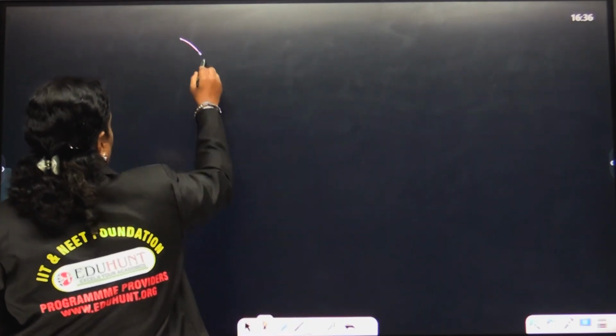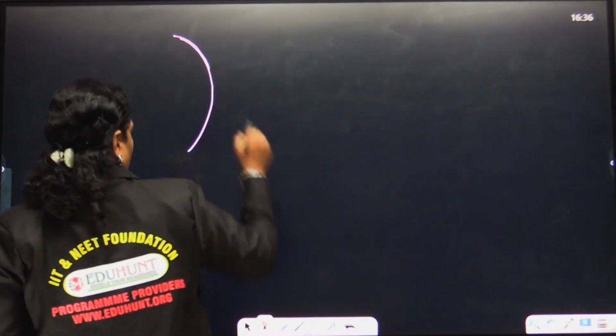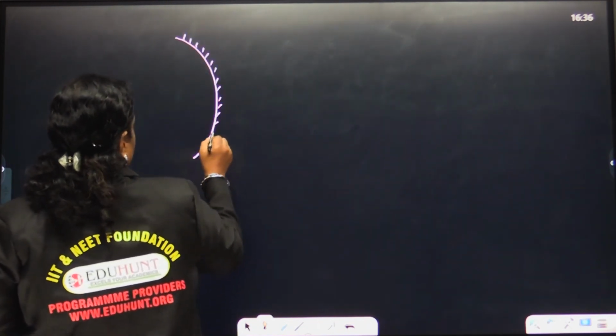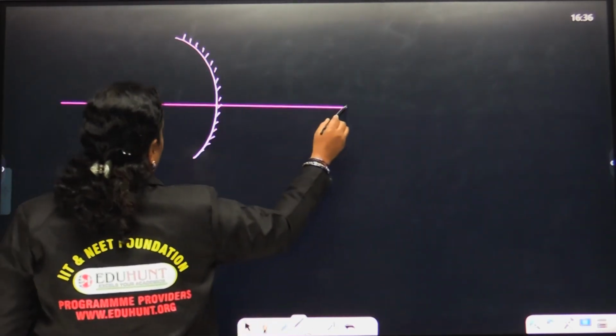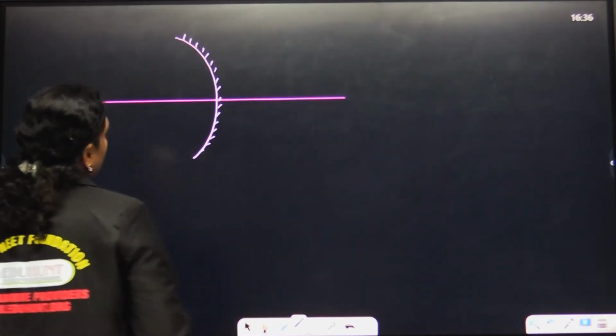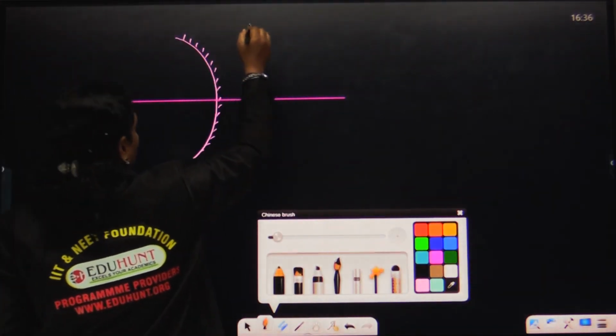For this, let us consider a mirror. Let it be some concave mirror. A concave mirror is basically a mirror that is coated outside, so that the reflecting surface is the inner portion. This will be your principal axis. Our main concept is all regarding the Gauss formula or mirror equation.